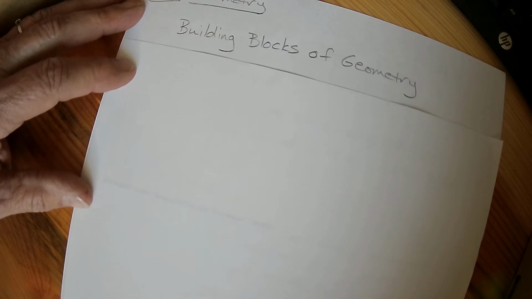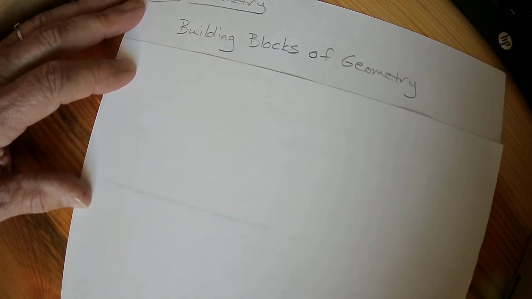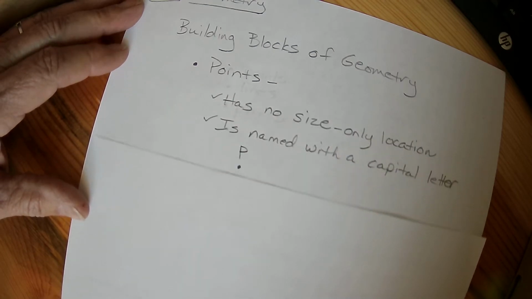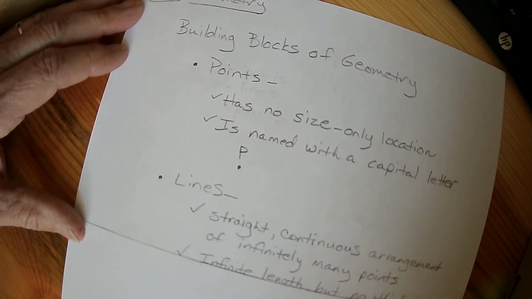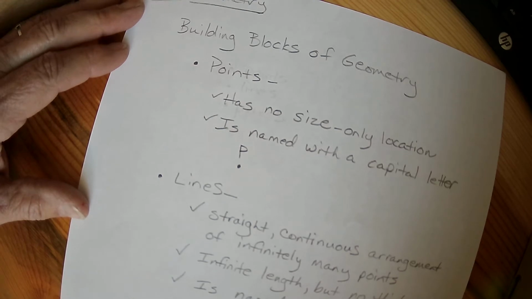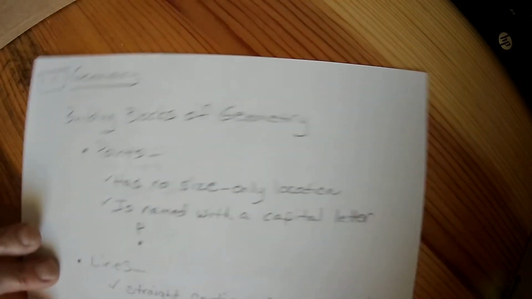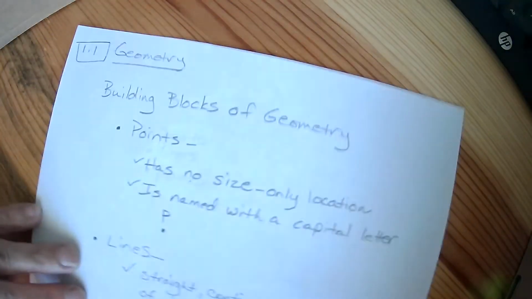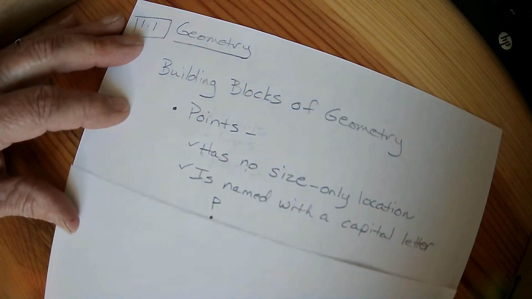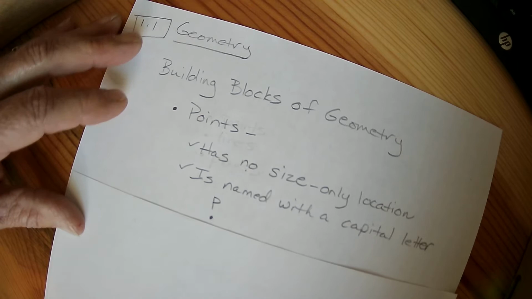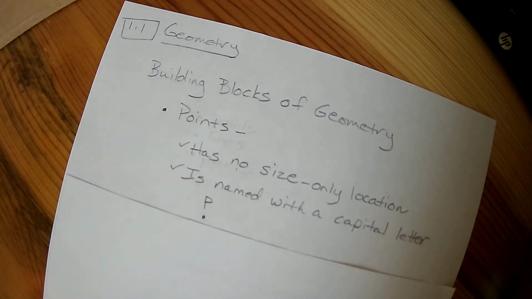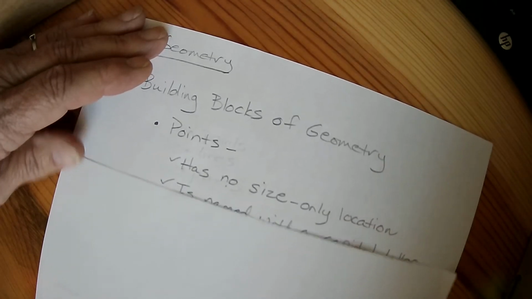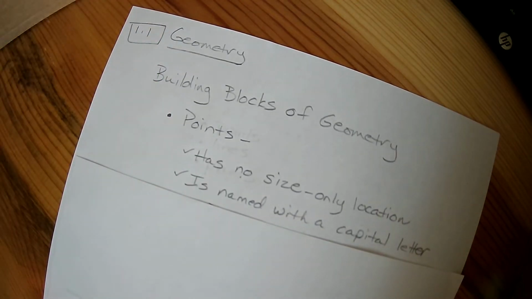Okay, let's begin. The three building blocks of geometry are points, lines, and planes. That's on the second page. Okay, let's define what a point is. Well, it's weird that I've used that term, because points, lines, and planes are the three undefined terms in geometry.